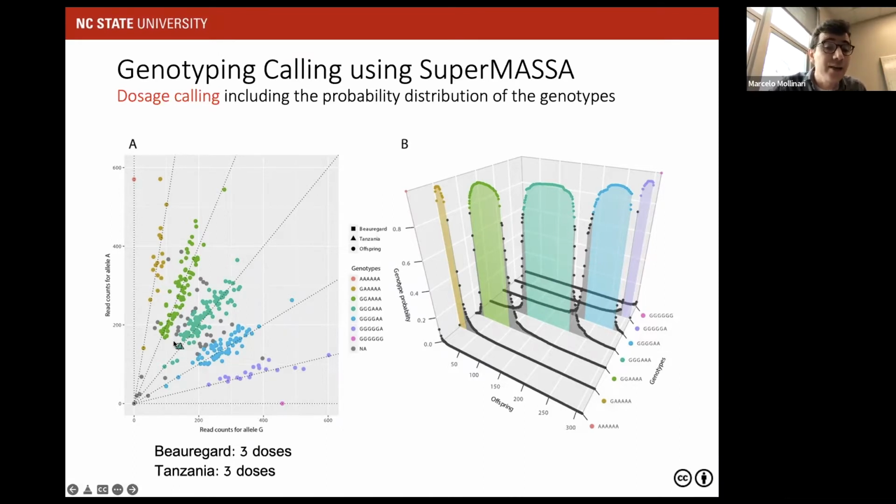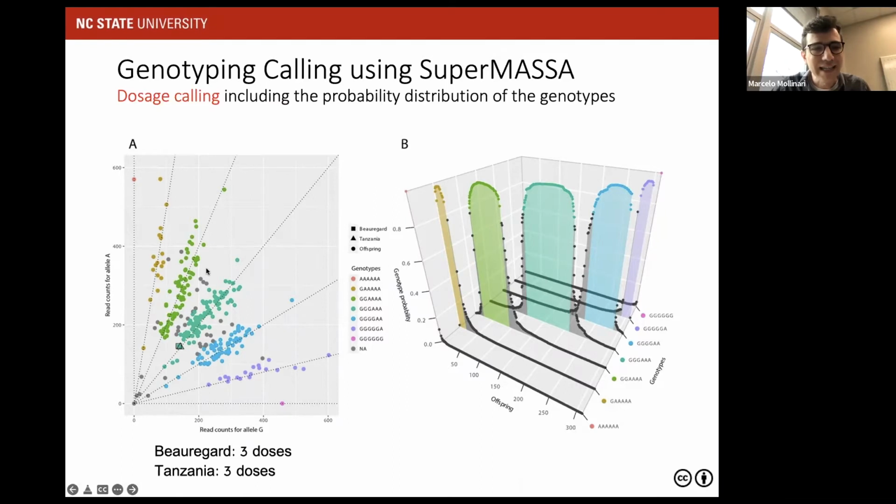Here you can see the two parents, with this triangle and this square in the middle. Probably they are 3 doses, and of course the model takes this into account. Then you have the segregation, and you can classify each one of these individuals. But much more than that, you can attribute some probability to these individuals.